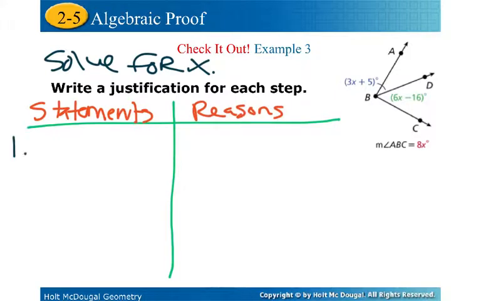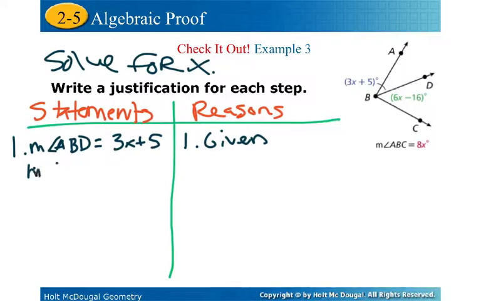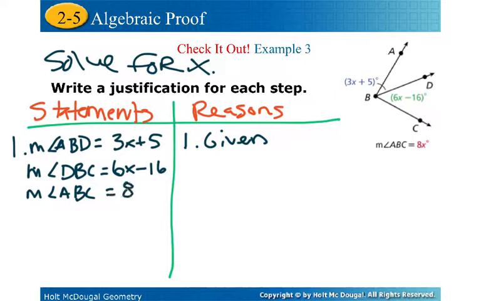Alright, so the first thing is going to be your givens, and so we're going to take the time to list out our pieces that are given so that we can substitute them in later. So we have the measure of angle ABD, that top one there, and that is 3x plus 5. The next angle is DBC, and so that is 6x minus 16. And then the last angle is the entire angle, which is ABC, and that's given as 8x. So all of those are given pieces.